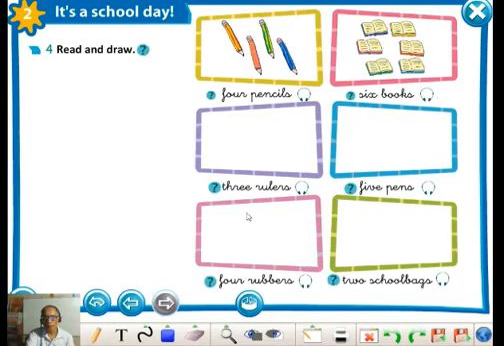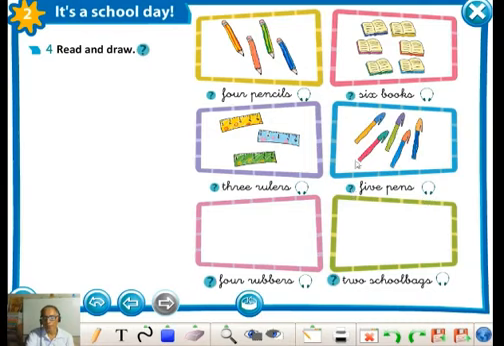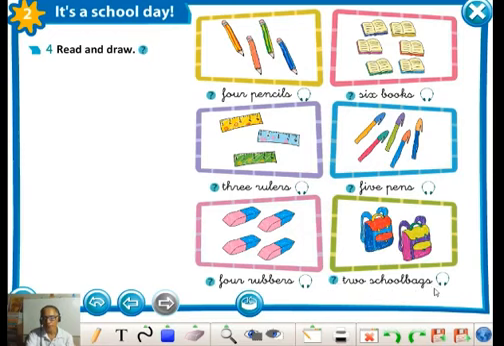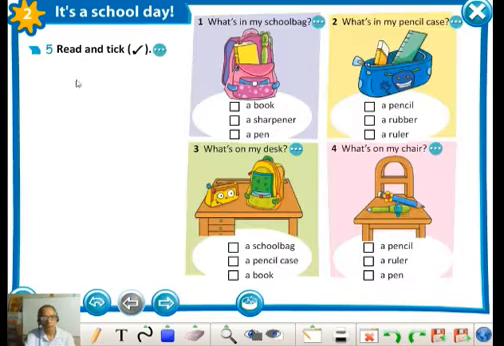Six books. Very good. Three rulers. Five pens. Cinco lapiceros. Four rubbers. Two school bags. Well, read and tick.